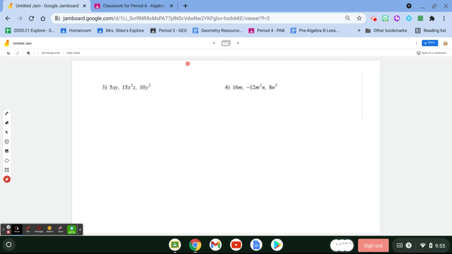Okay, let's try out number 3. 5xy, 15x squared z, and 10y squared. Let's go with the numbers first. 5 first. 5 divided by 5 is 1. Drop down your xy. 3. And then 2. Okay, nothing in common to all 3, but if you have 2 in common, it could keep going. I don't have 2 in common, so I'm going to keep going with the variables.